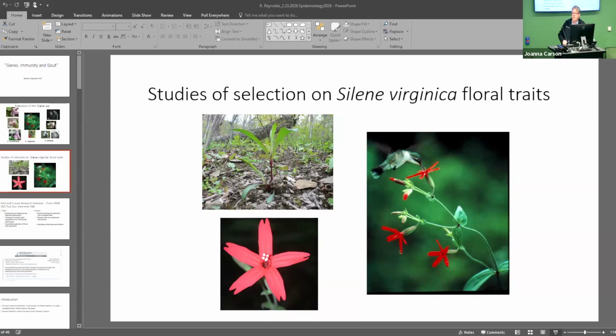So ultimately, the reason that human beings get gout is because they do not metabolize uric acid. That's the end product of purine metabolism in humans. It's a really interesting story, and in fact, it kind of got my attention because of my background in evolutionary biology.